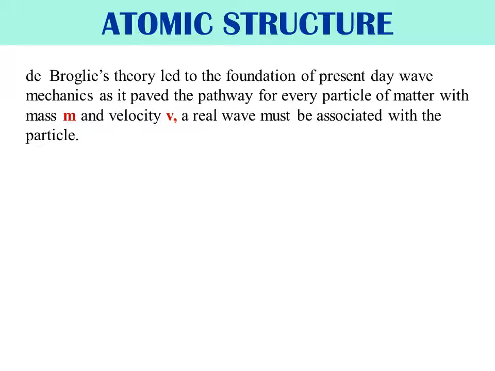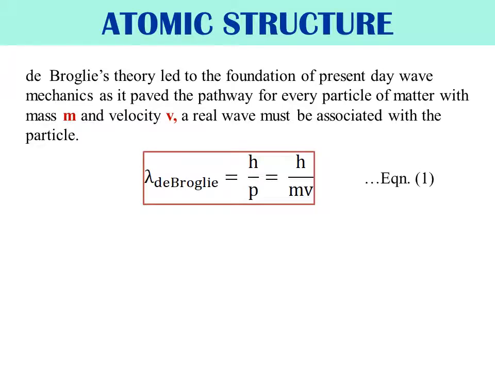His idea was that a particle of mass m and velocity v should have a wave whose wavelength will be lambda, which can be calculated by this equation. Lambda, de Broglie's wavelength, is h by p, where h is Planck's constant and p is the momentum of the particle. Basically, h by mv, where m is the mass of the particle and v is the velocity of the particle.